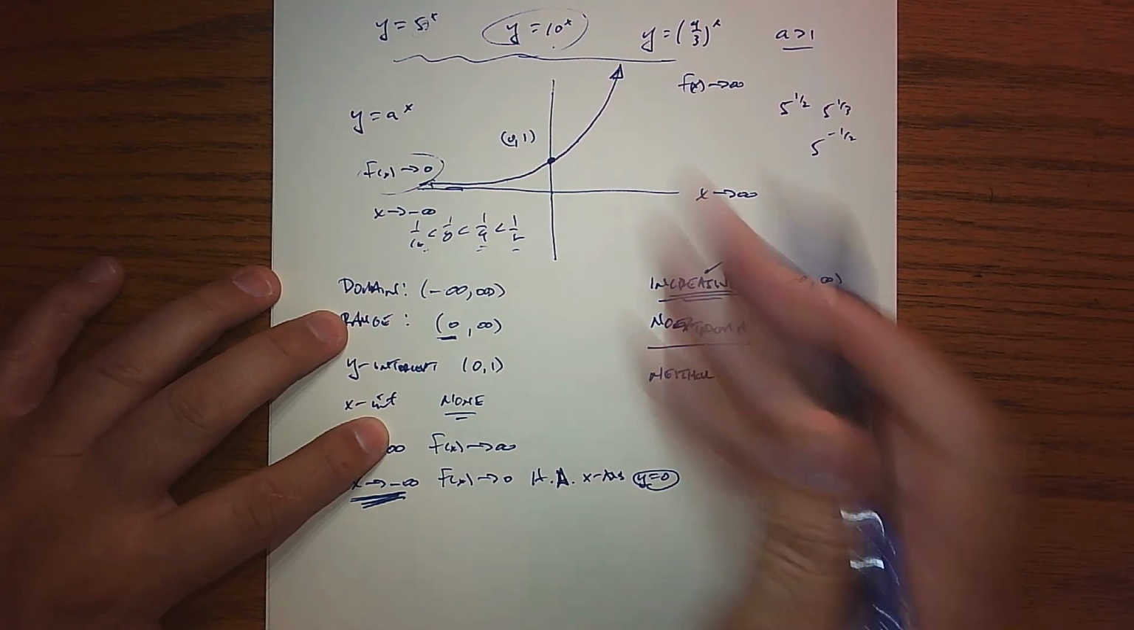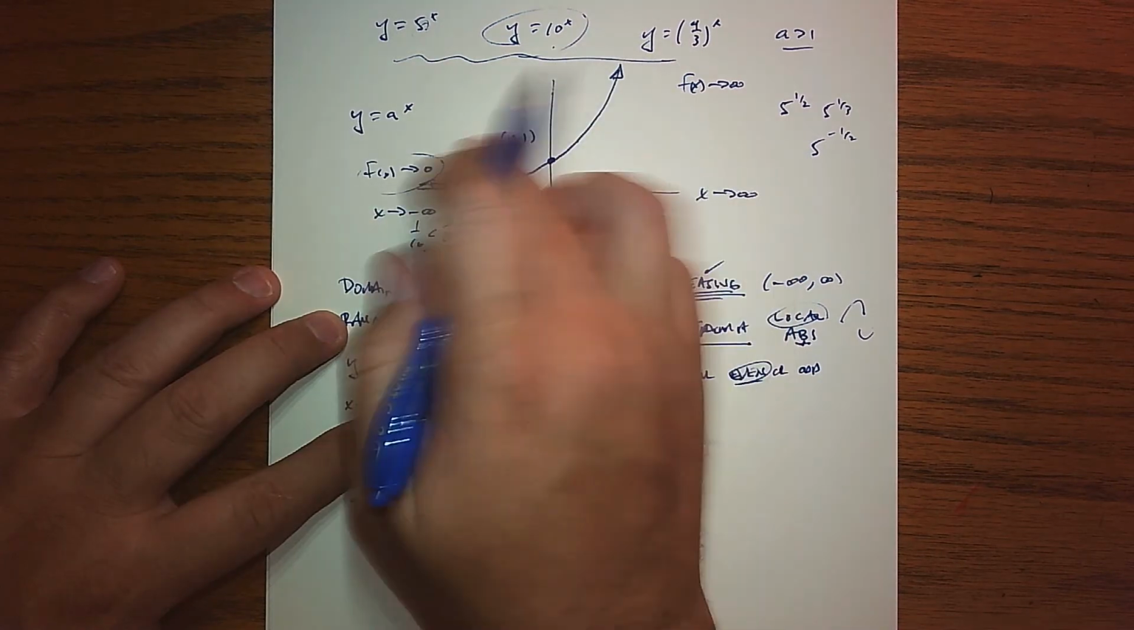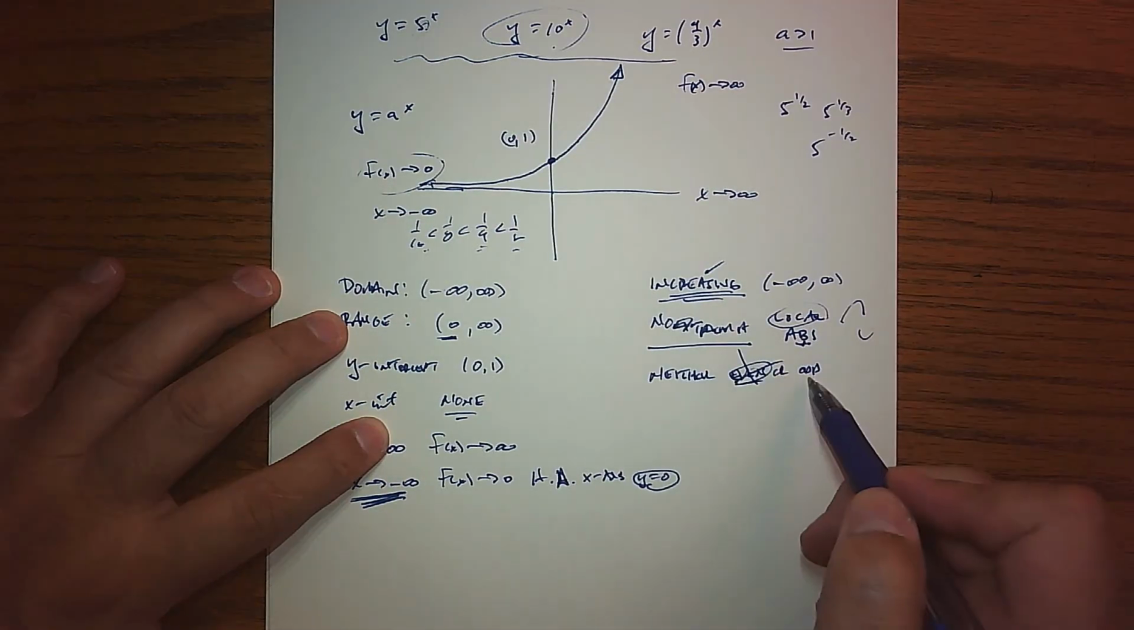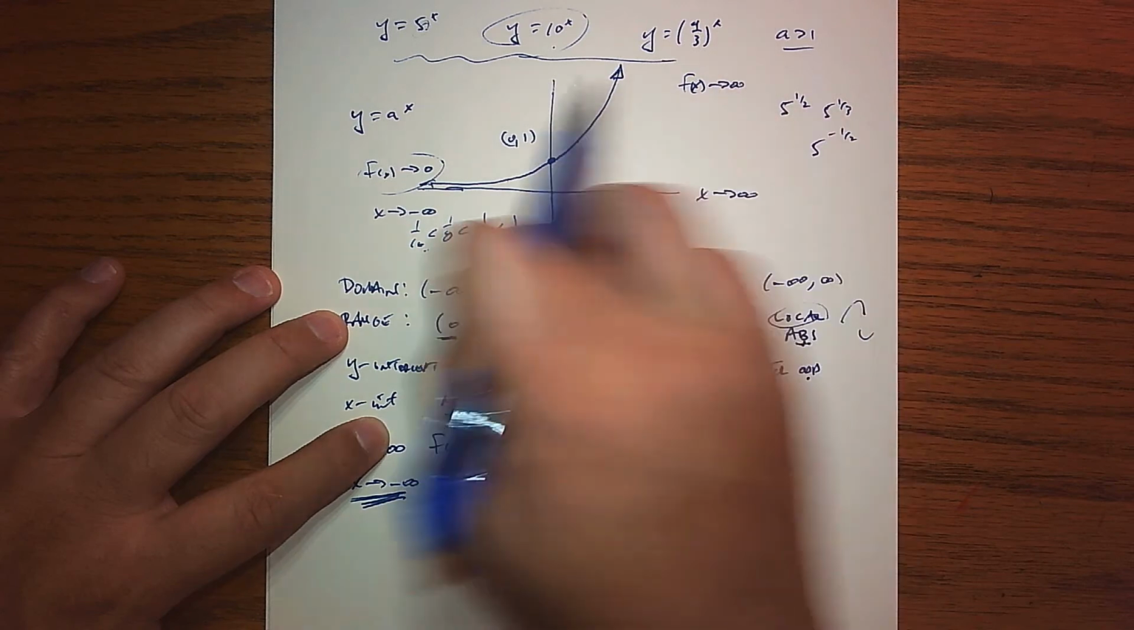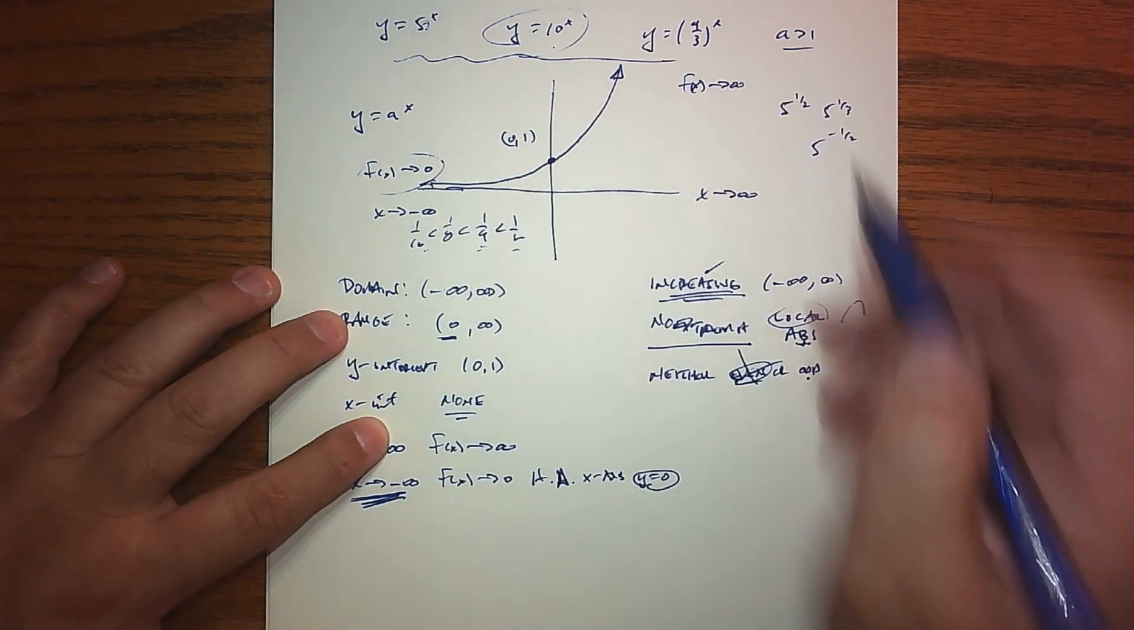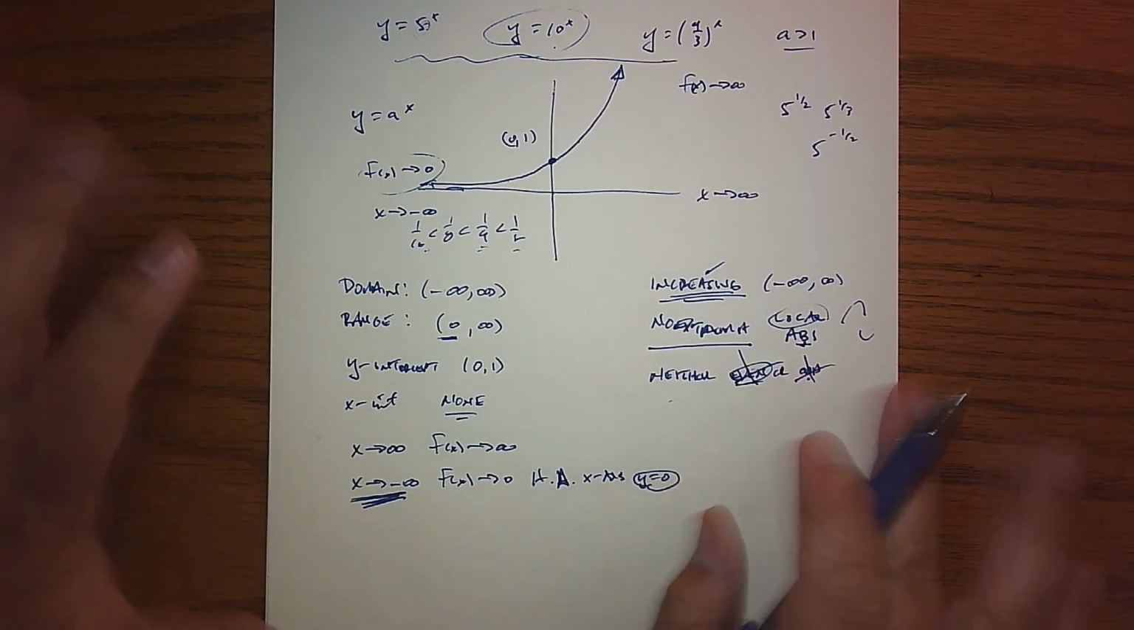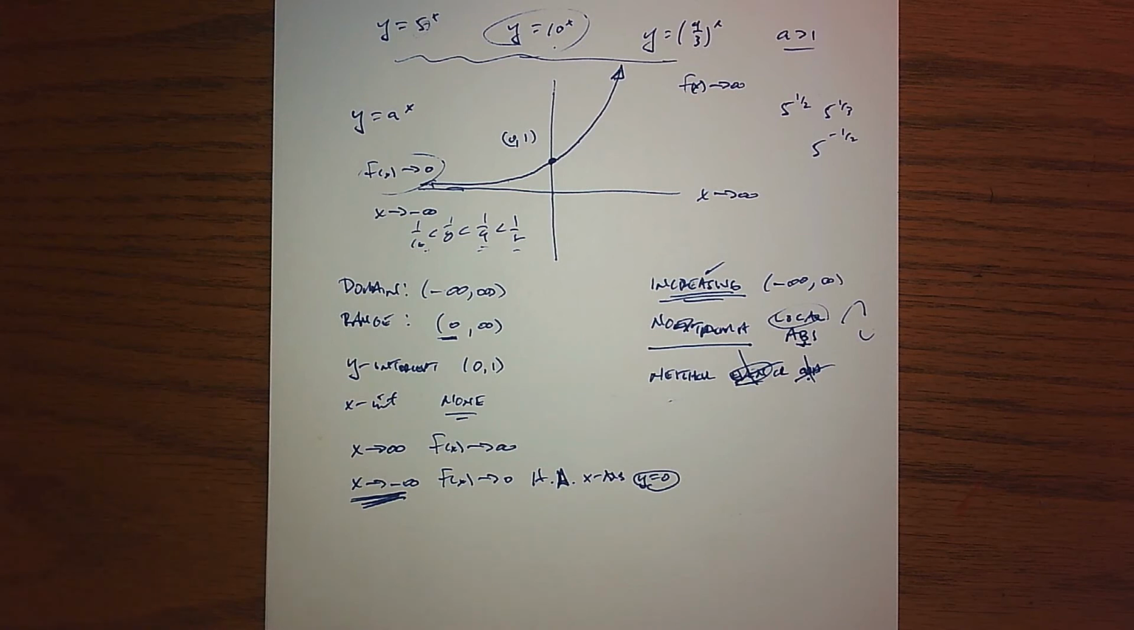To be even, it has to be symmetric with the y-axis. It doesn't happen. To be odd, it has to go through a double flip and be symmetric about the origin. It doesn't happen. So this doesn't have any symmetries that would make it an even or an odd function.